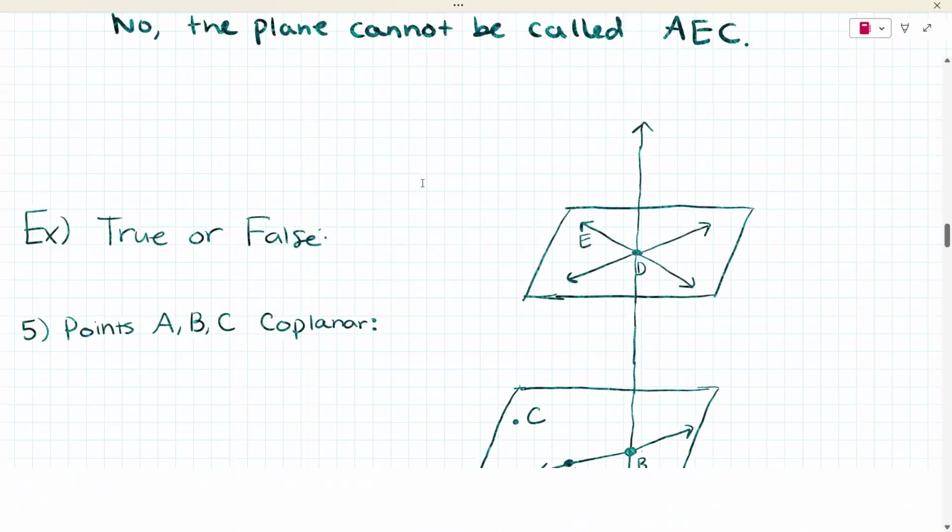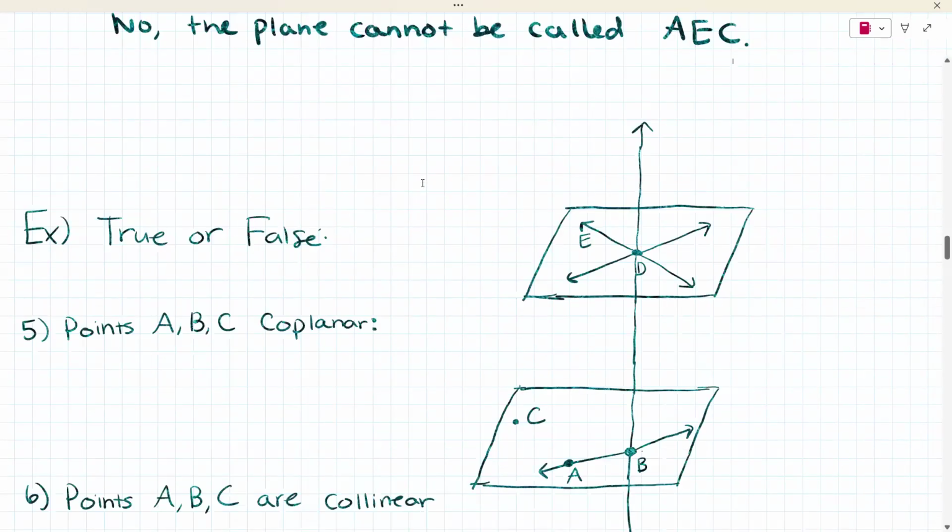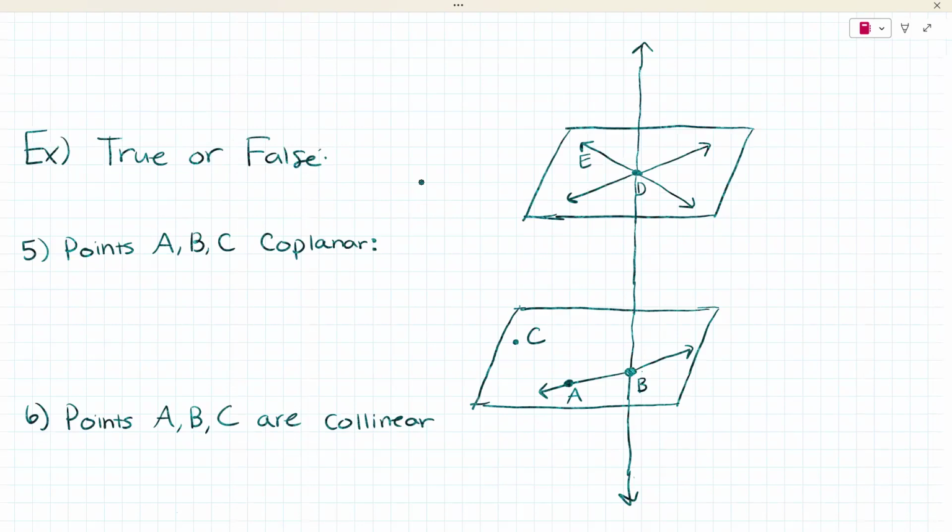Okay, now let's do another example. So here on this example, we have two planes, and then it goes through a line, right? Or you could think of it as two pieces of paper, and then like a stick going through those two pieces of paper, if that makes sense. So you have two planes, and it goes through this line. Okay, so let's do some true or false questions.